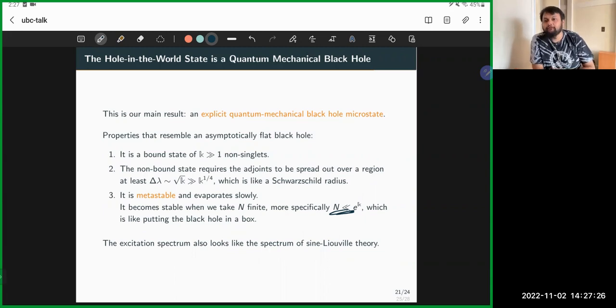And then you can actually look at the excitation spectrum of this hole in the world state. We did some estimates in our paper, and we argued that it kind of looks like the spectrum of sine-Liouville theory. Okay.